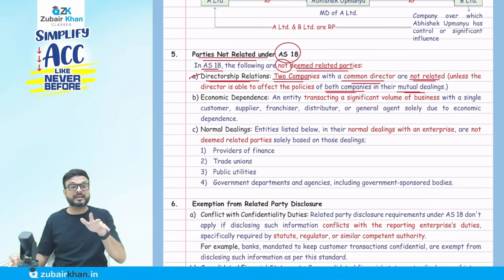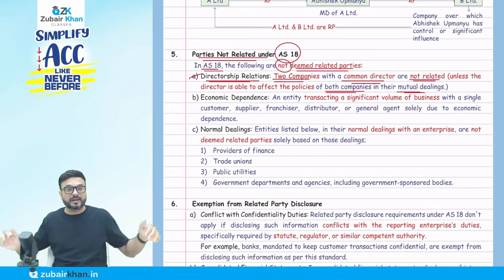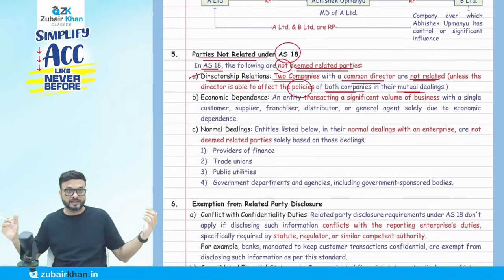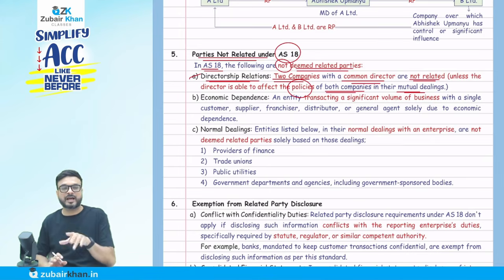Unless and until those directors have the ability to influence the decisions and affect the policies of both companies in their mutual dealing, they are not related parties. Otherwise, only because of common directorship in two companies, that does not mean those two companies are related parties.